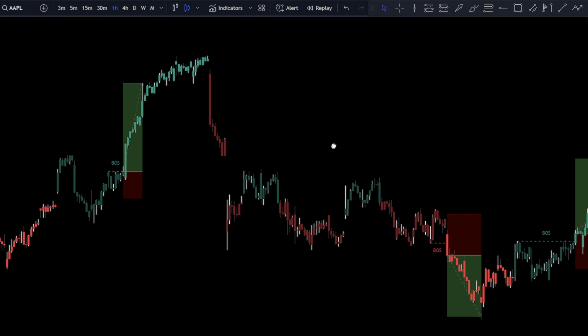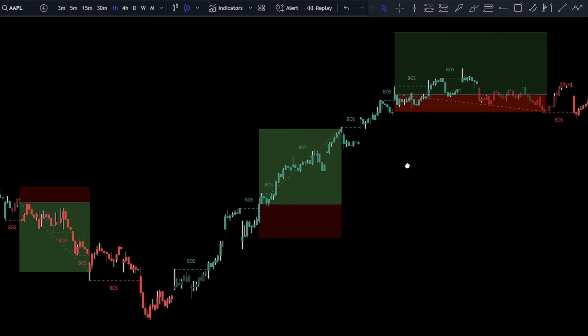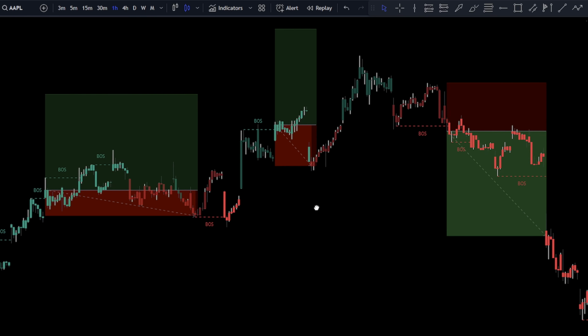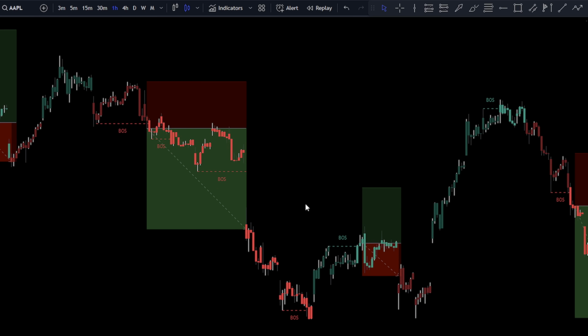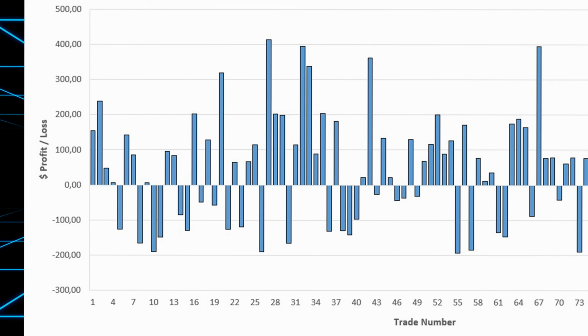Okay, at the beginning of the video, I promised to show you the backtesting results, and now it's time to deliver on that promise. I've tested this strategy 100 times manually on the hourly Apple chart, and here are the results. I started with a $1,000 account balance.